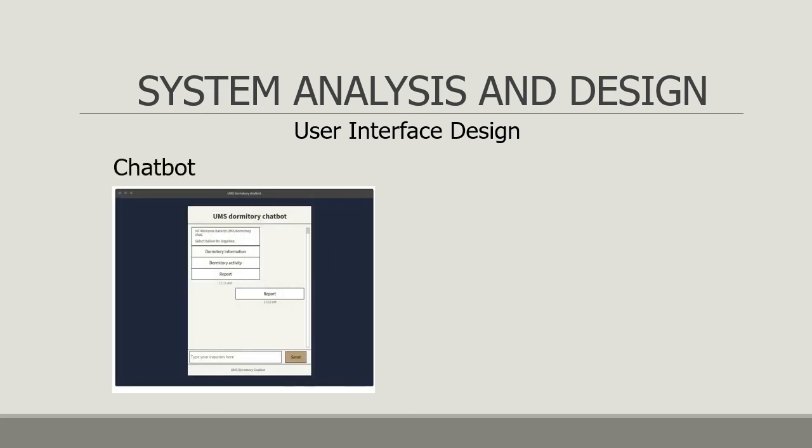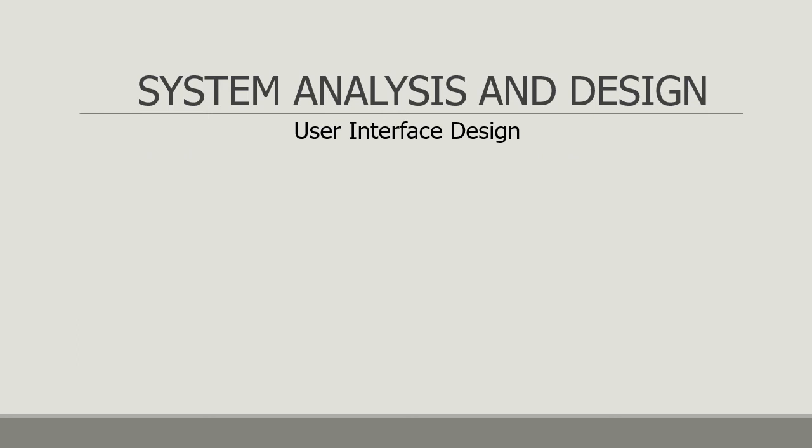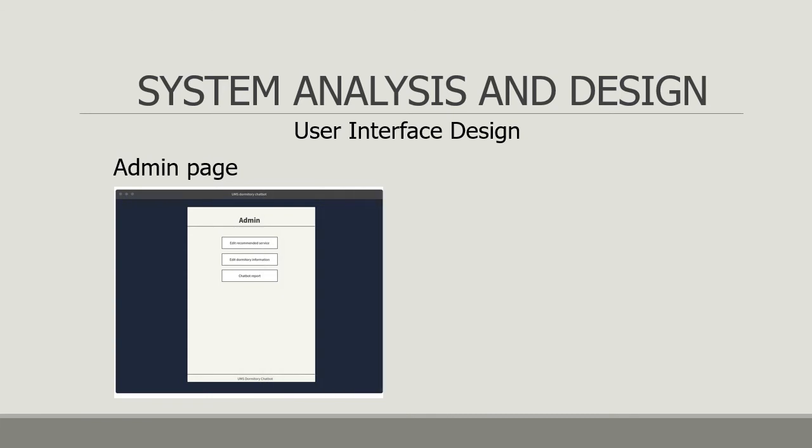For chatbot, this is the interface that users can chat with the chatbot. Next, for exiting the chatbot, users can type in exit chatbot, and then users will be logged out to the sign-in page. For admin page, this is the page where admin can edit recommended service, edit dormitory information, and get chatbot report.